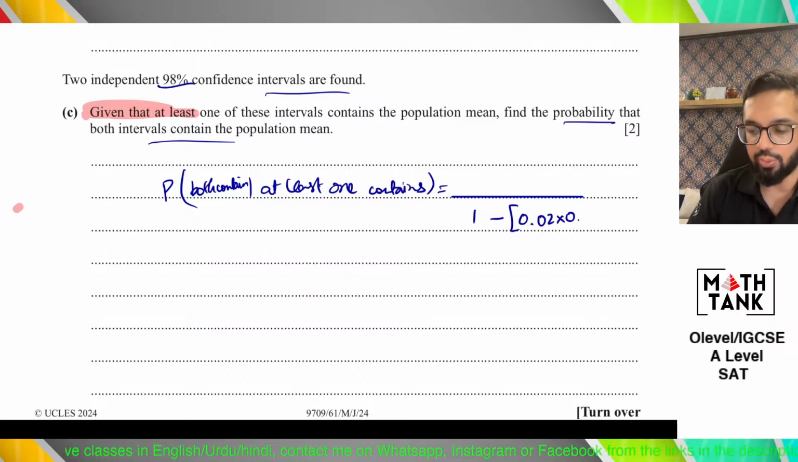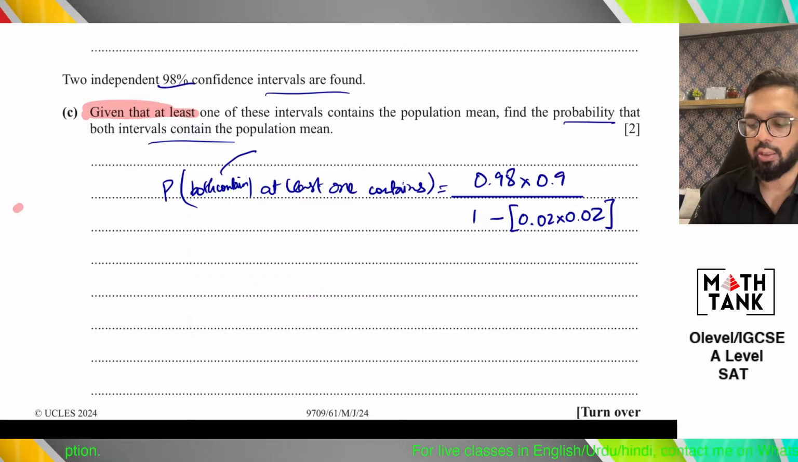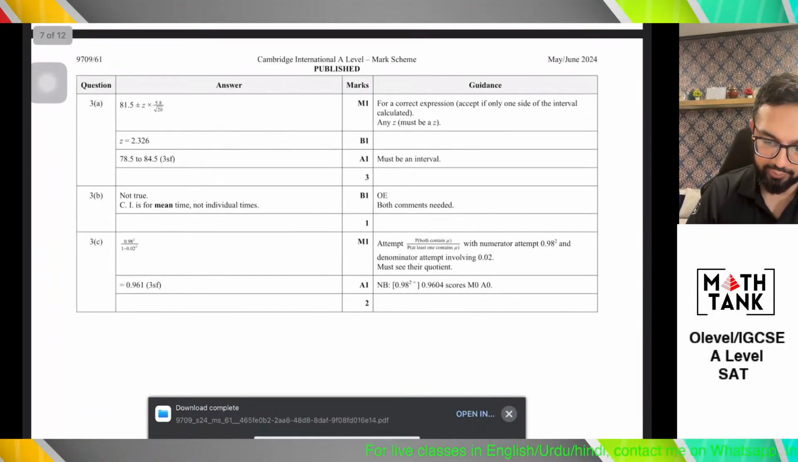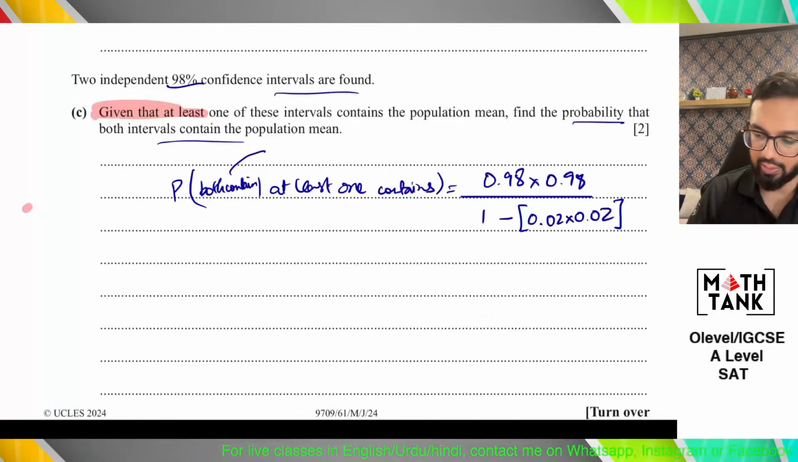That's going to be 0.02 into 0.02. Both intervals do not contain the population mean. It has been subtracted from 1, and the numerator has to be both contain the population mean. So that's going to be 0.98 into 0.98. I think that should give you the correct answer. 0.98 into 0.98 divided by 1 minus 0.02 into 0.02, 0.49 over 0.51 or 0.961. Let's check if that's the correct answer. 0.961 is the correct answer.